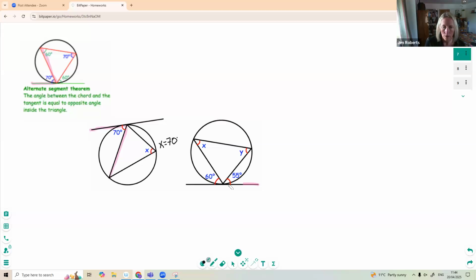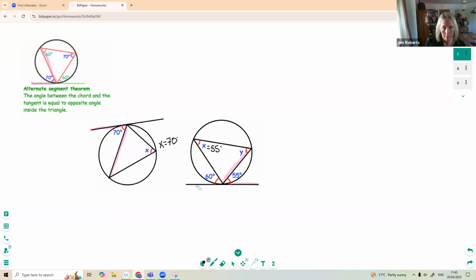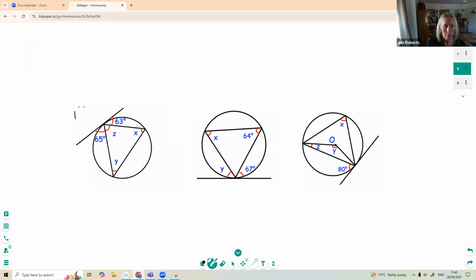So here, tangent touches triangle, 55, 55. And here, tangent touches a triangle, 60 degrees. That opposite one there is 60 degrees. Have a go at these next 3 questions by yourself. Put me on pause, unpause to see how you get on.